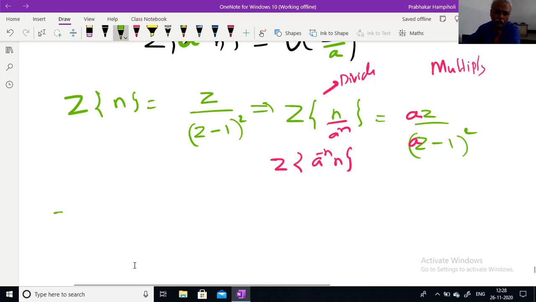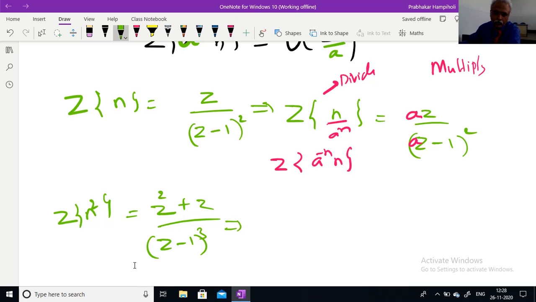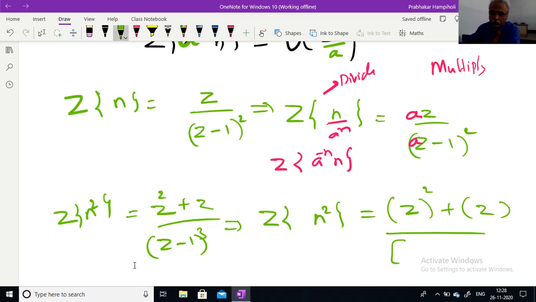Suppose we are getting used to n square also. The z transform of n square is (z square plus z) by (z minus 1) whole cube. So now I will change the z transform of n square, and let us see how these structures will change. Same thing I have written. Now change: divide by a raised to n.